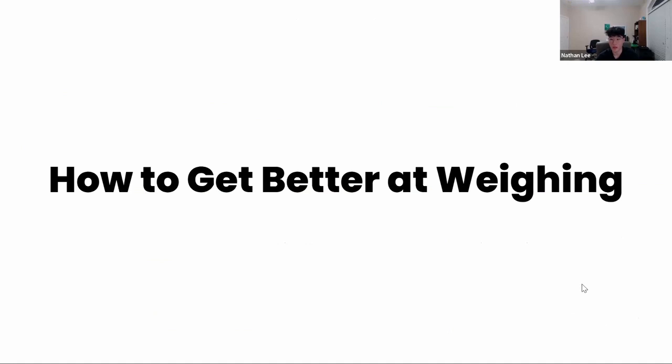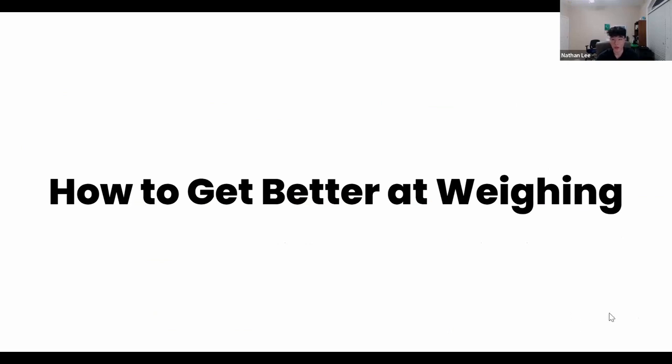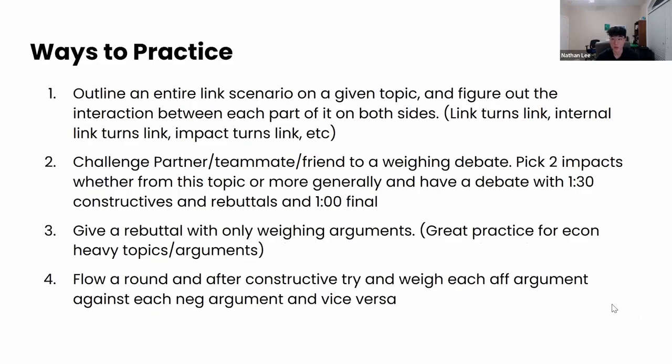Okay, so back to substance and probably stuff people know more about. So how do you get better at weighing, whether it's any of the four types we talked about today? A couple drills you can do is to first outline an entire link scenario on a given topic. So set up a practice debate, kind of like the drill we did, and then figure out the interaction between each part. So whether you're going for link turns and you're weighing those, or you're going for impacts, etc.